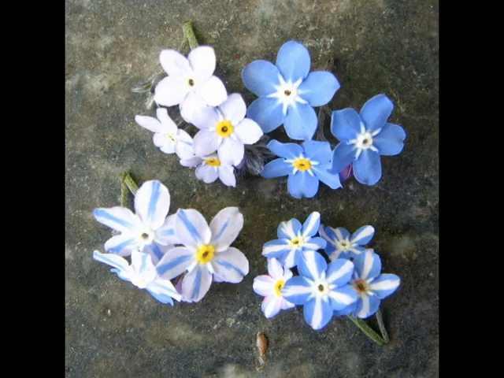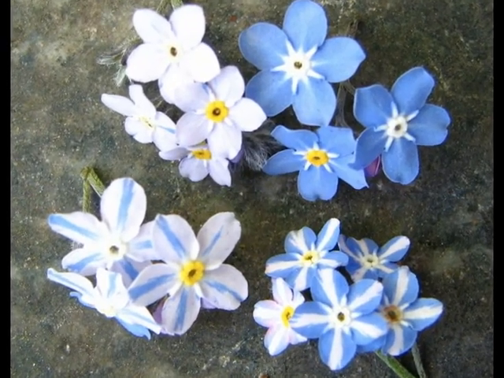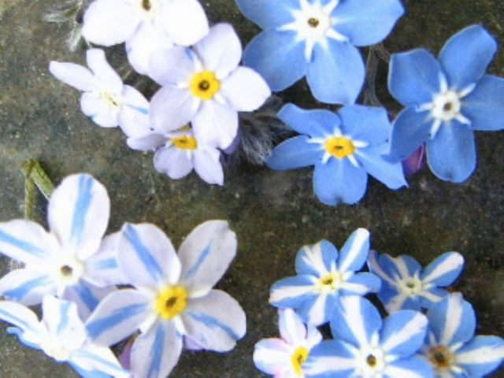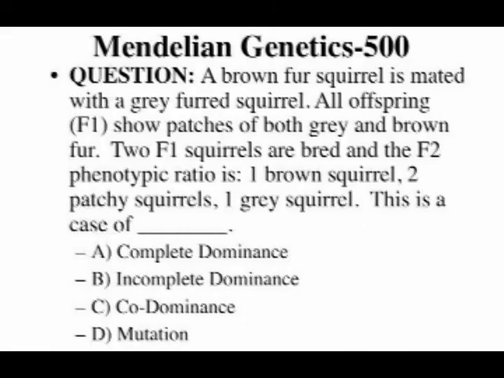It's D. Two capital P's, that means pure purple, bred with two lowercase p's, that means having two alleles for white, and giving us a hybrid or heterozygous capital P, small p. Next question is Mendelian genetics for 500 points.